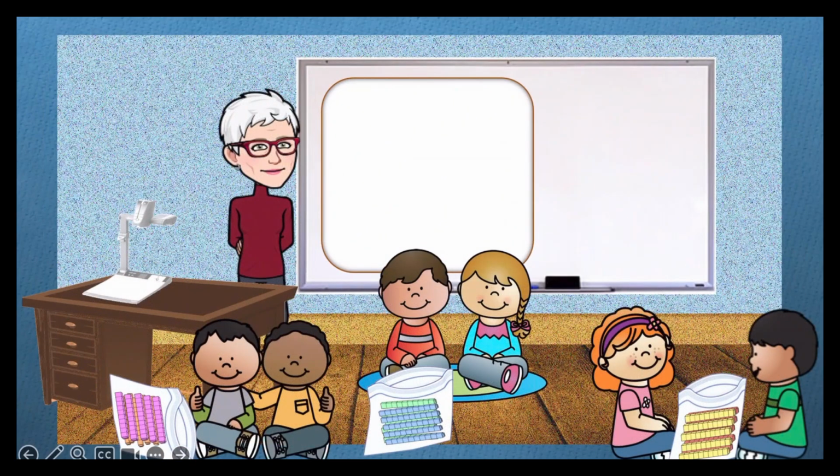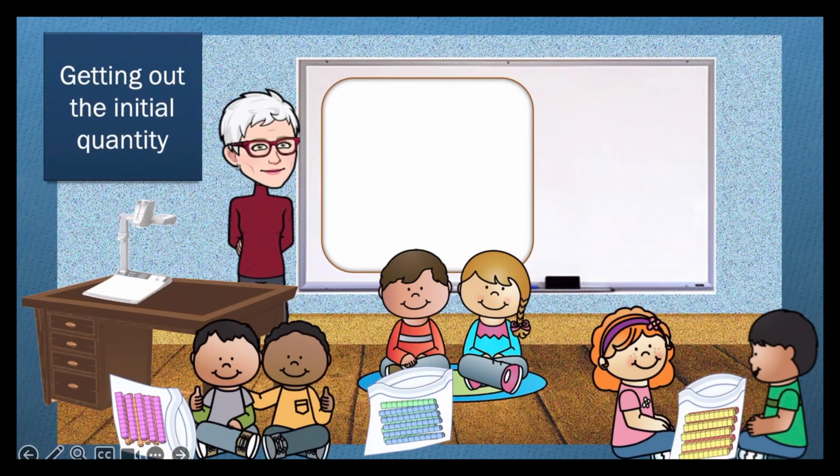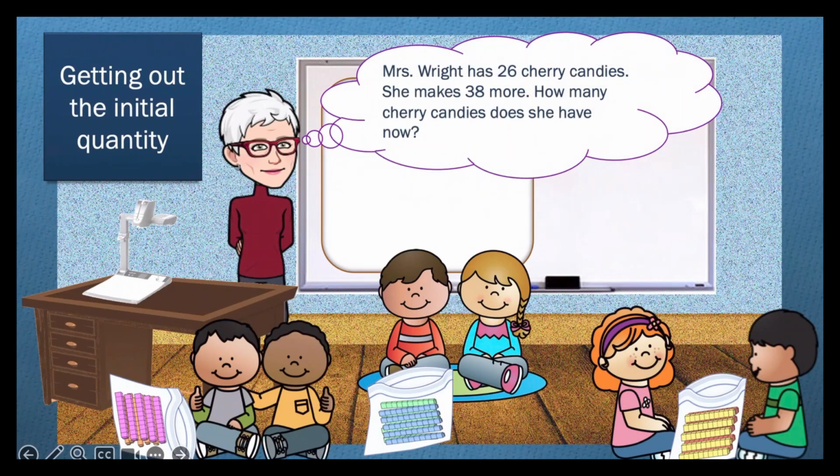Before we discuss what children do to solve tasks like these and how their learning advances over time, I want to discuss only the first part of acting out the task, getting out the initial quantity. There are several different ways the teacher might pose tasks like this. Here's what I mean. To pose the task, Mrs. Wright has 26 cherry candies. She makes 38 more. How many cherry candies does she have now?